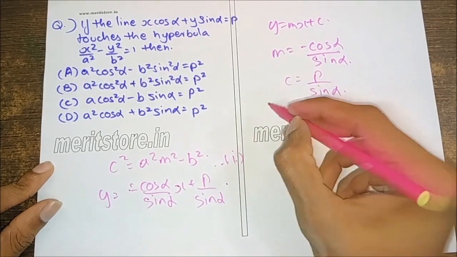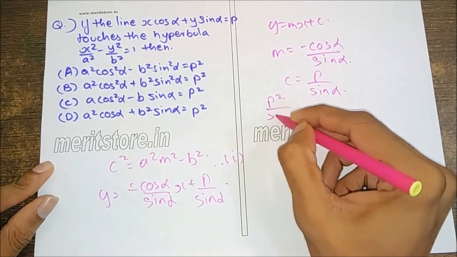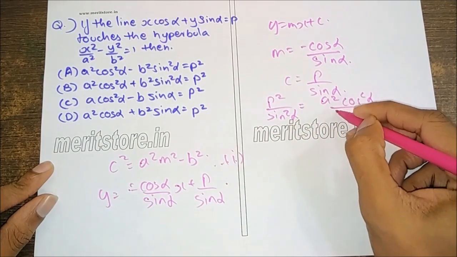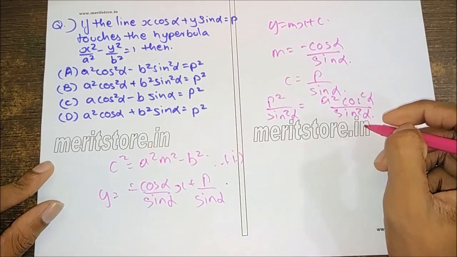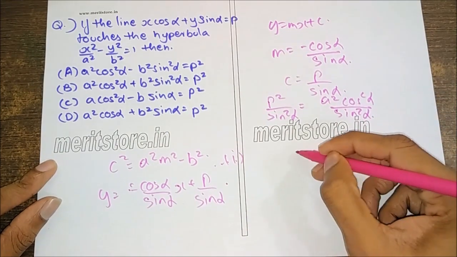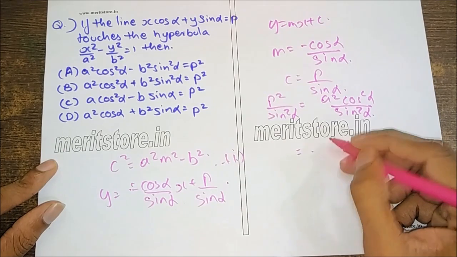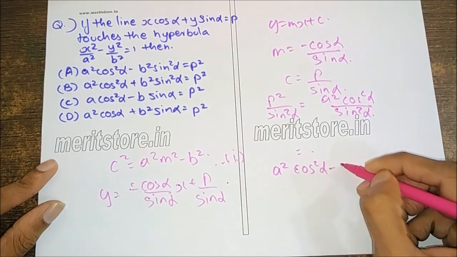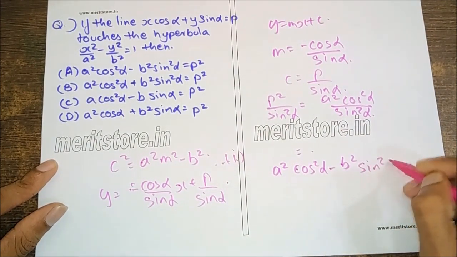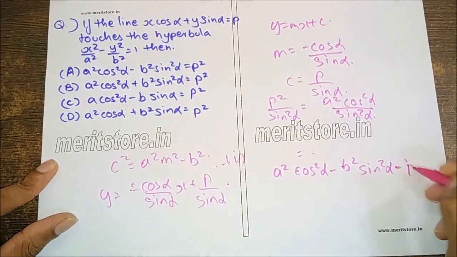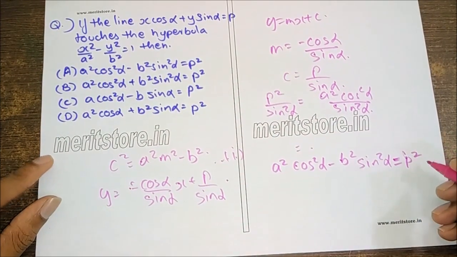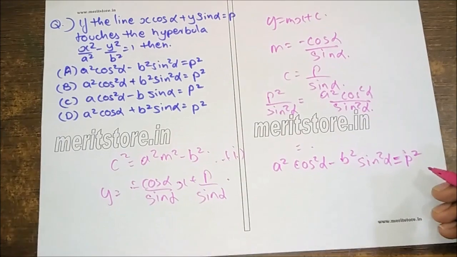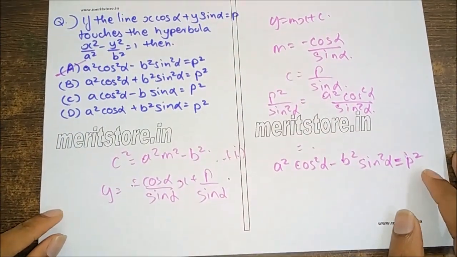So from 1 we get p²/sin²α = a²cos²α/sin²α − b². Further solving this, we get a²cos²α − b²sin²α = p², and we see our answer matches option A. Therefore, option A is the correct answer.